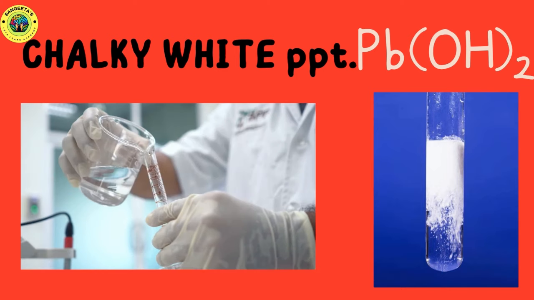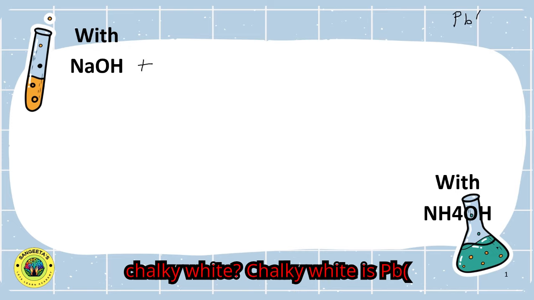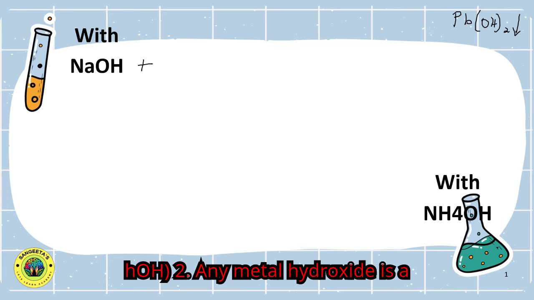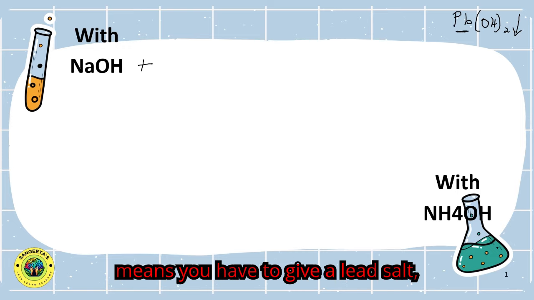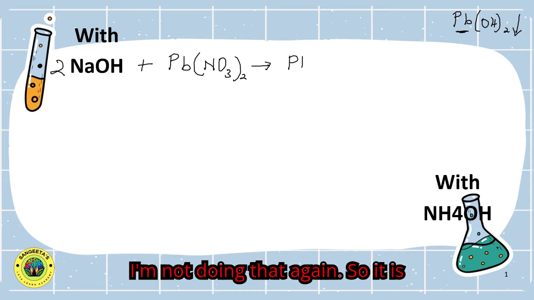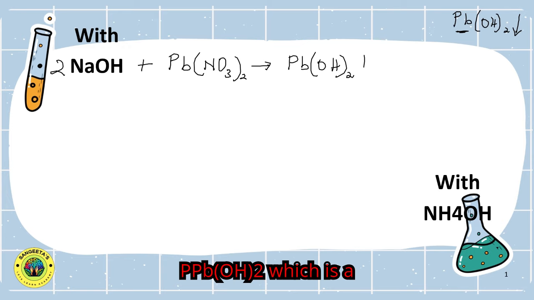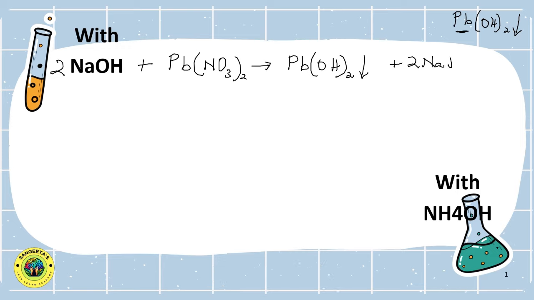Let's go ahead. So with NaOH, how will you get chalky white? Chalky white is Pb(OH)2. Any metal hydroxide is a precipitate, remember. So that means you have to give a lead salt, right? What lead salt will you give? You'll get Pb(NO3)2 plus 2 NaOH. You'll do the same plus and minus. I'm not doing that again. So it is Pb(OH)2, which is a precipitate, and you will get 2 NaNO3. This is lead hydroxide.